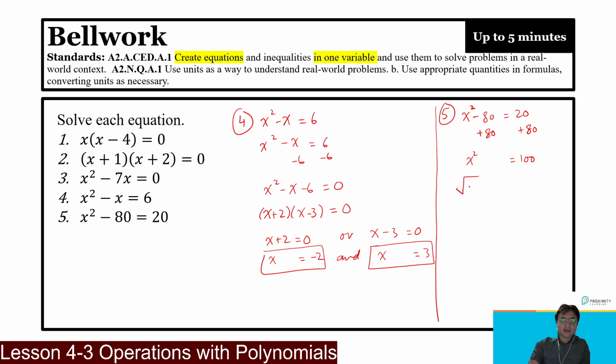I will take the square root of x squared, and similarly I have to take the square root of 100. When I take a square root of a number, the result is positive and negative. So I get x equals, what's the square root of 100? It's 10. So the result is plus and minus 10, which means x equals 10 and x equals negative 10. I have two solutions.